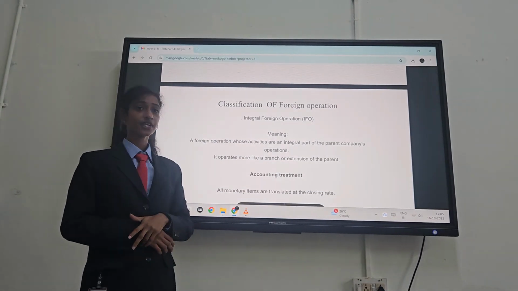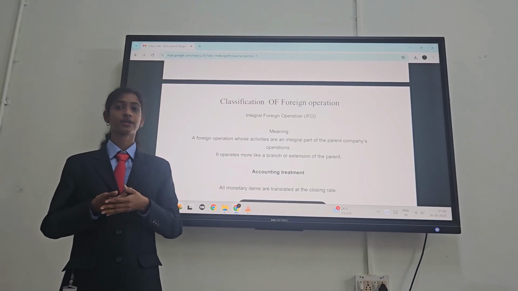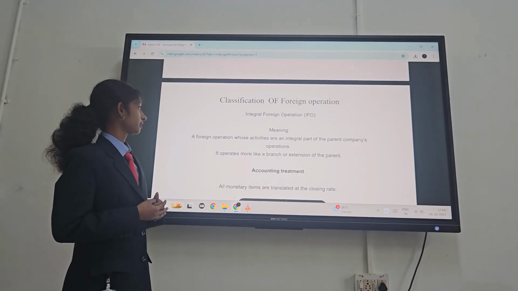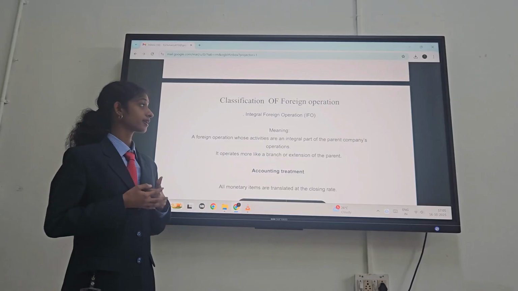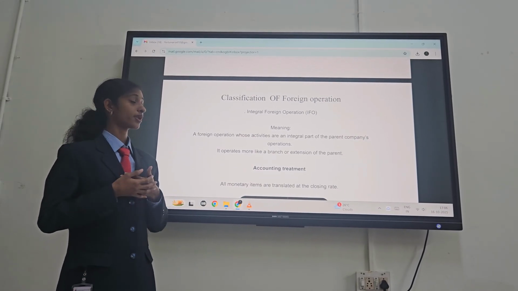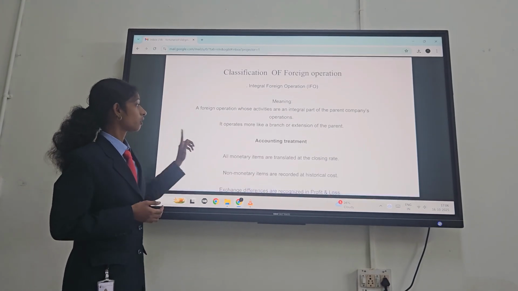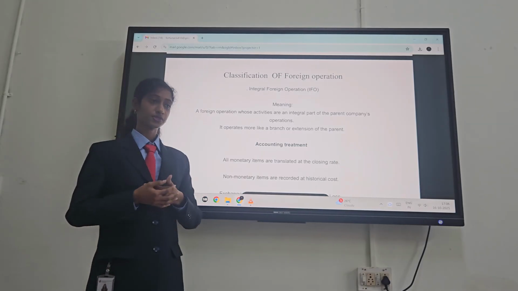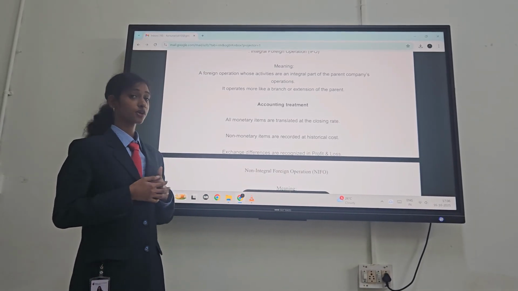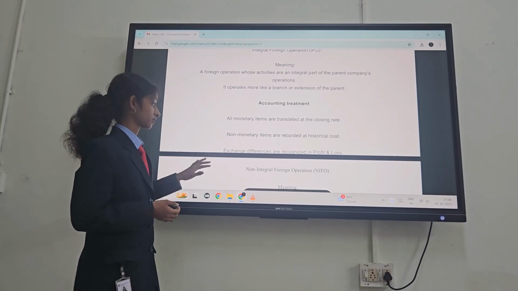Next is classification of foreign operations. Foreign operations are classified into integral operations and non-integral operations. First one is integral foreign operation. Integral foreign operation means a foreign operation whose activities are an integral part of the parent company's operations. It operates more like a branch or extension of the parent. Accounting treatment: all monetary items are translated at closing rate. Non-monetary items are recorded at historical cost. Exchange differences are recognized in profit and loss.